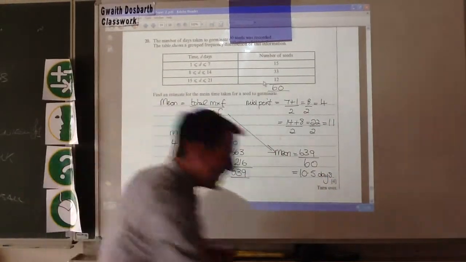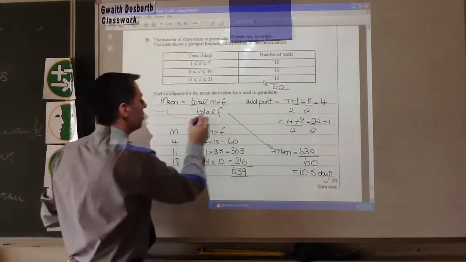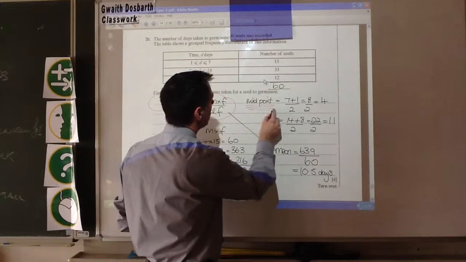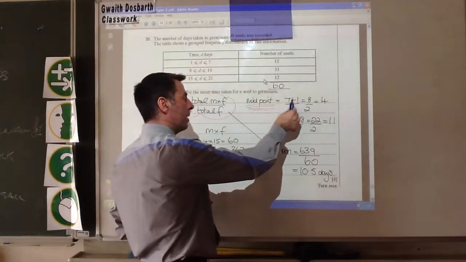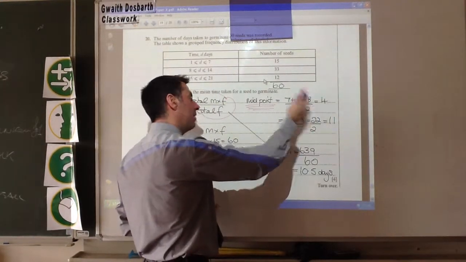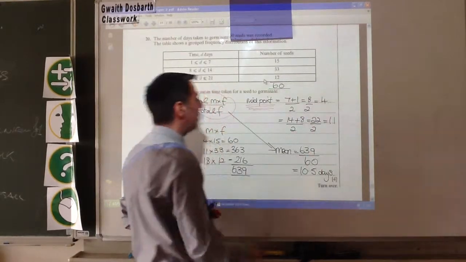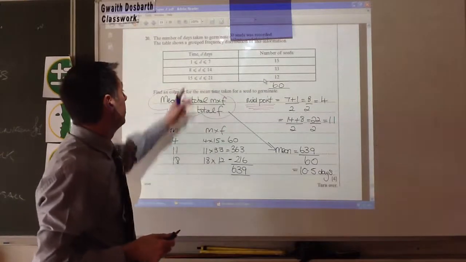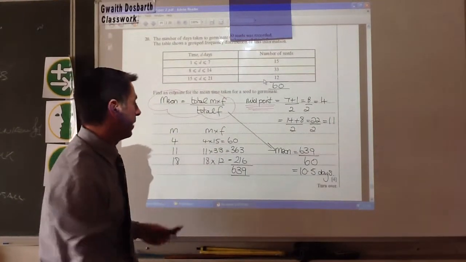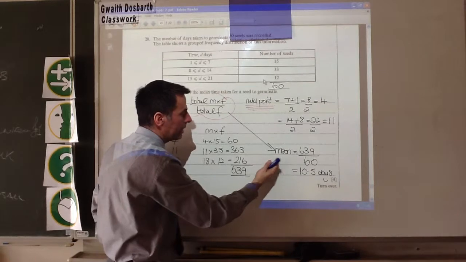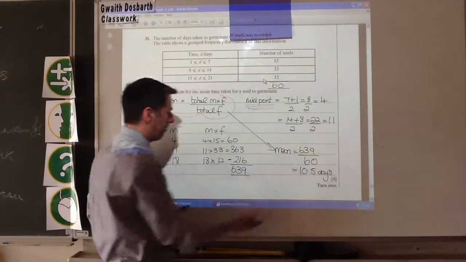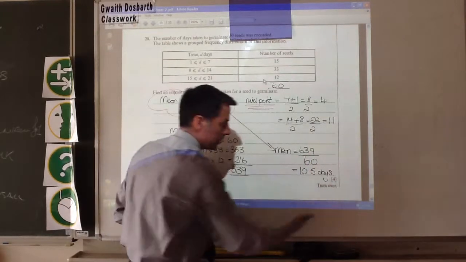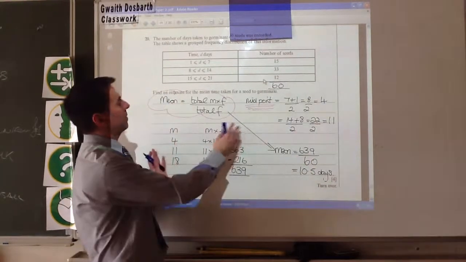So again, the key things there we need to know. You need to know the formula for working out the mean, and you need to know how to work out the midpoint, and that is the upper limit plus the lower limit, added together, divided by 2, and again, checking that those values actually lie between the boundaries given within the question. Substituting then the information back in, mean is total n times f over total f, n times f is 639, total f is 60, gives you an answer of 10.5 days. So that's how you estimate the mean.